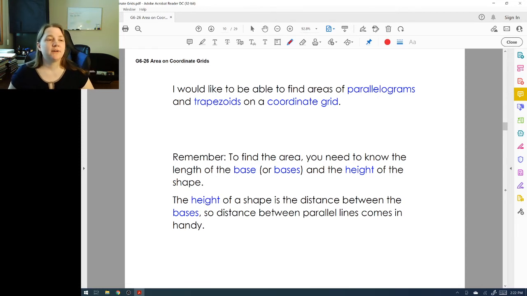So we can also find the areas of parallelograms and trapezoids on a coordinate grid. Remember that to find the area, you need to know the length of the base or the bases and the height. The height is the distance between the bases, so that's where the distance between parallel lines comes in handy.